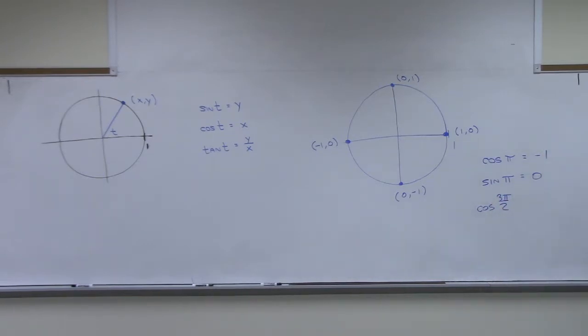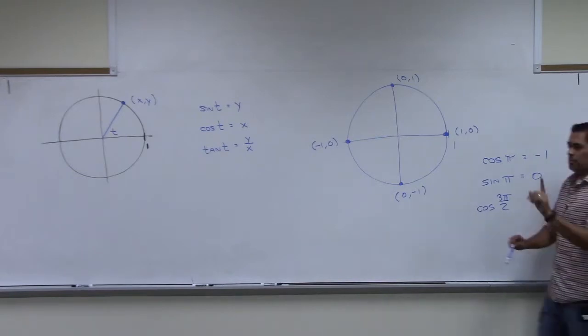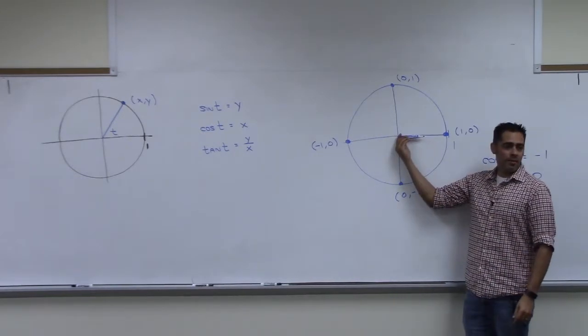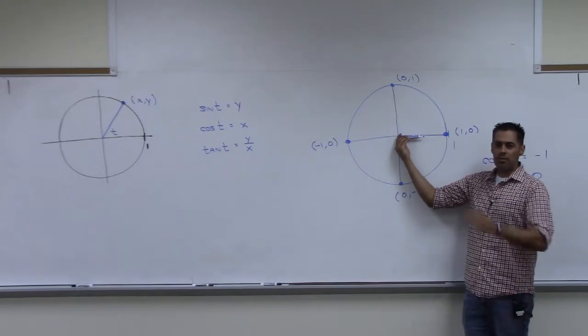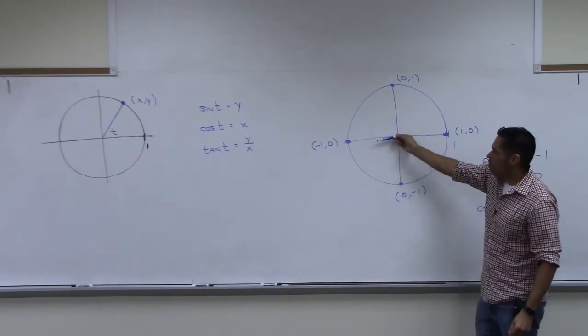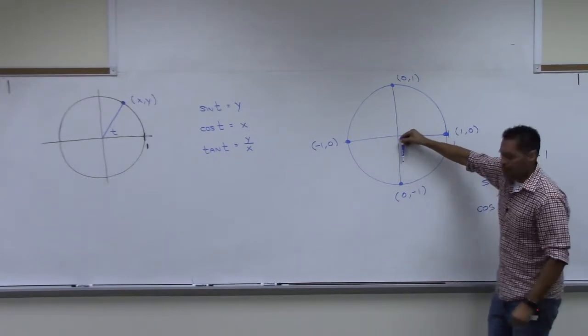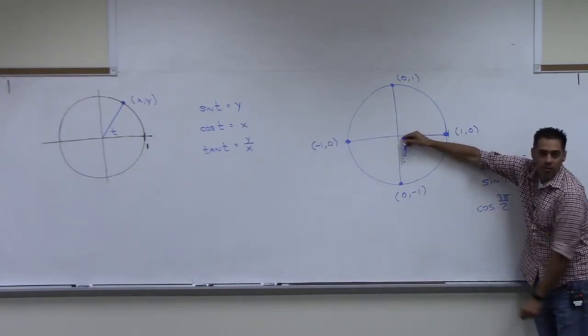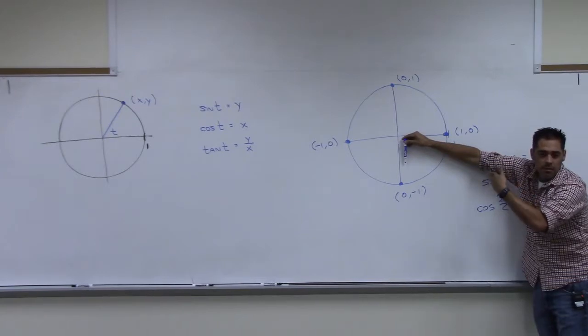So you've got to know where that is, right? So 3 pi over 2, you're going to count by pi over 2's. So pi over 2 is 90 degrees, right? So I'm going to count 3 of these. 1, 2, 3. And I'm picking off the x-coordinate. 0, right?